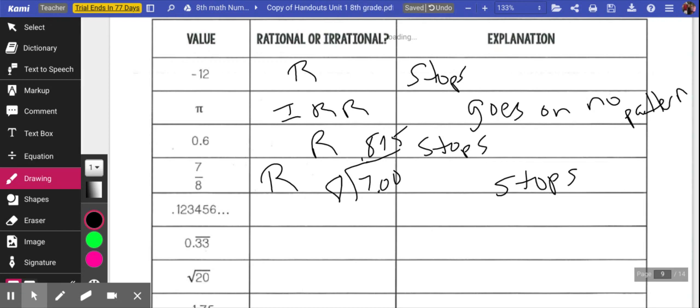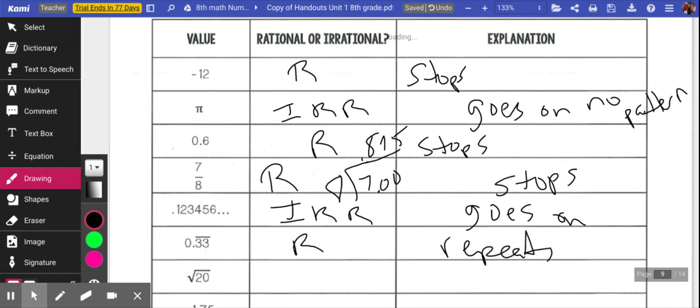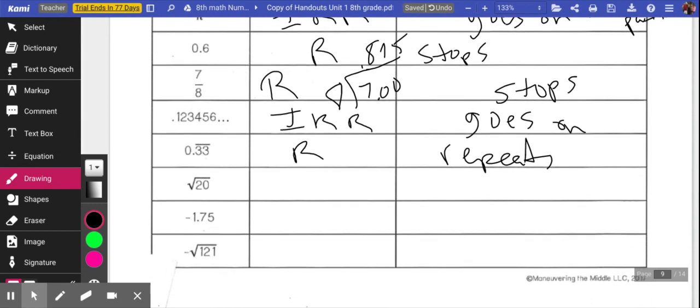Okay, this one is going on forever, so that would be irrational. And notice it's not a pattern, even though it's 1, 2, 3, 4, 5, 6. It's not repeating. So, okay, 0.33 repeating. So obviously it repeats. The square root of 20. You should know that's not a perfect square root. There's nothing times itself that equals 20. So not a perfect square root, I'll just say.